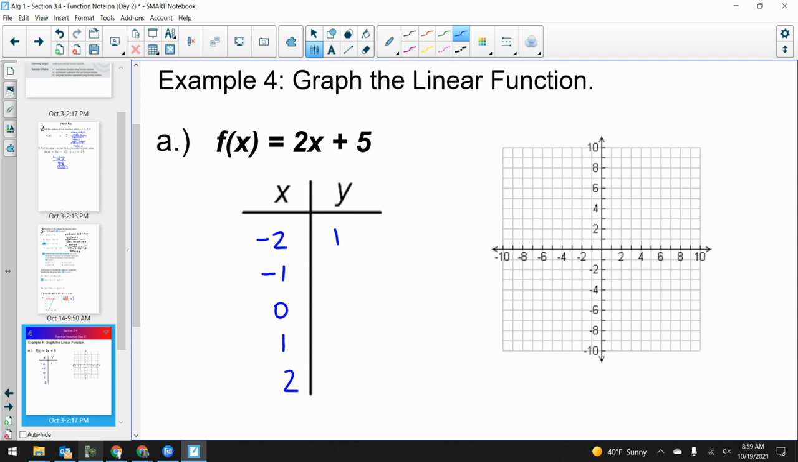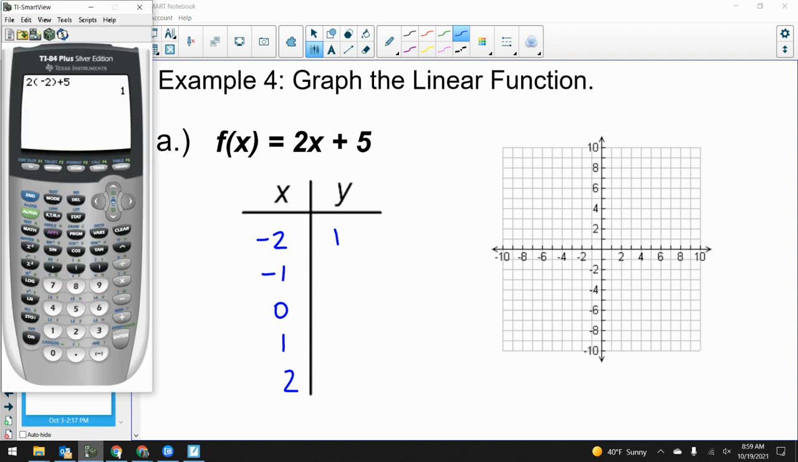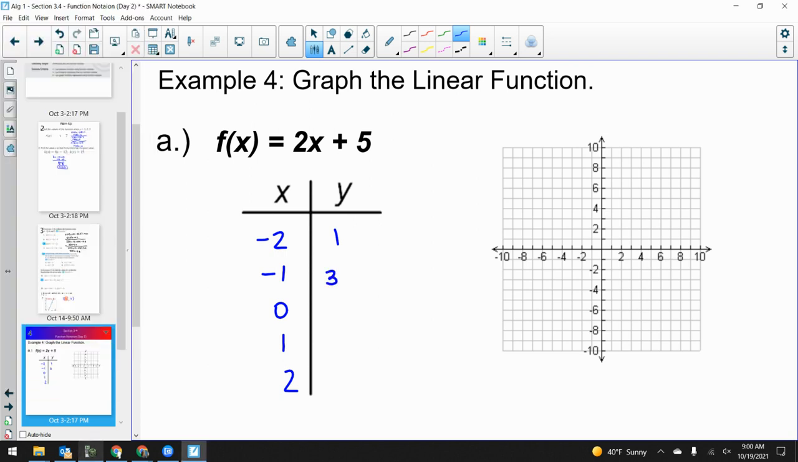And we go back and we do f of negative 1. 2 times negative 1 plus 5. Positive 3. And then it would be 2 times 0 plus 5. But 2 times 0 is 0, and 0 plus 5 is 5.